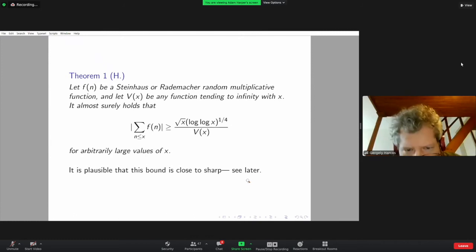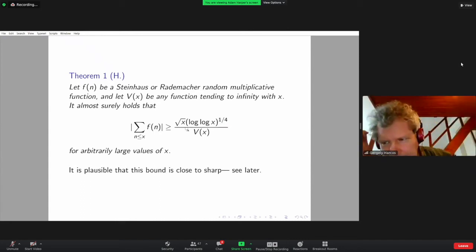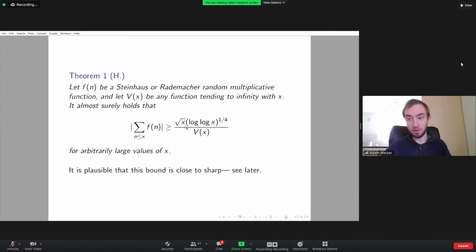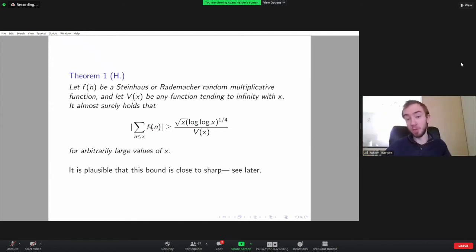So does that indicate that for the Möbius function, this (log x)^(1/4) should be the truth? I would say not. I think for the Möbius function, there's an alternative conjecture based on random matrix theory, which would be root x (log x)^(5/4). That's right, and I remember now. Yes, and in my view, that's much more plausible for Möbius. But what I'll say at the end is that this probably does suggest what should happen for partial sums of characters. I think it's a good model for that case. It's not actually a good model for the Möbius function.